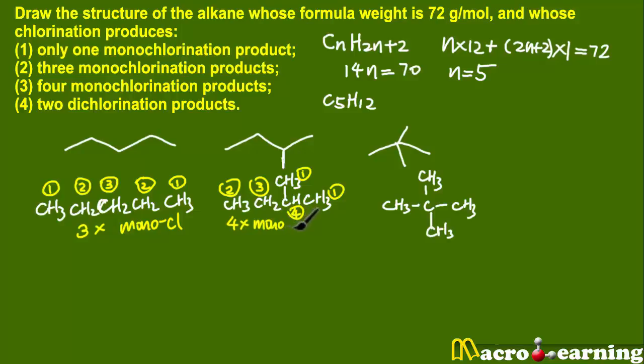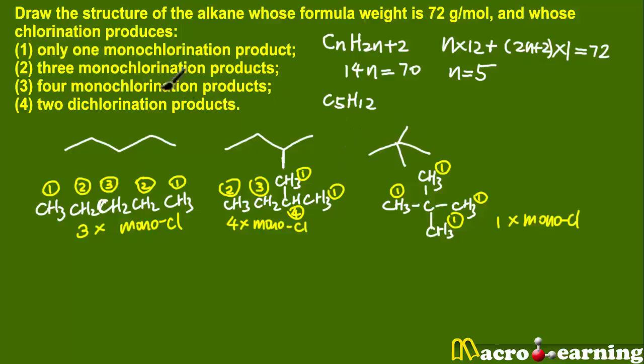monochlorination products. 4 monochlorination products. And this one is an interesting one because all 12 hydrogens are the same. They all belong to one single family, right? All 12 of them. So there could be only one monochlorination product. Only one mono. So now we know what the structures are for the first 3 parts of the question, right?